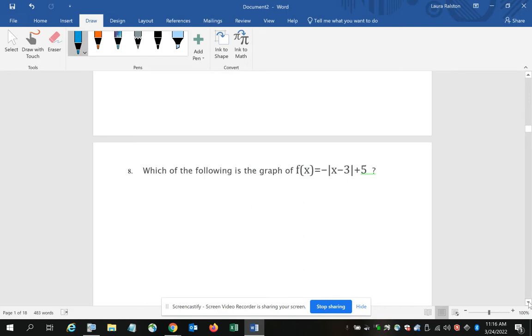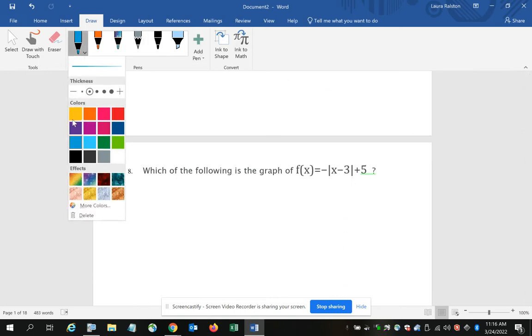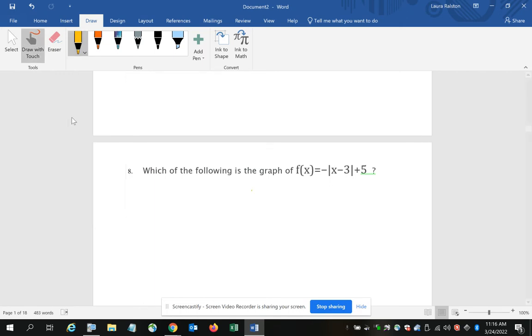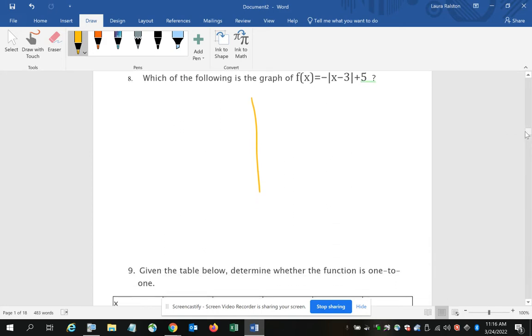All right, question 8 is actually a multiple choice question, and it wants you to match the graph for f of x equals the opposite of the absolute value of x minus 3 plus 5. Now there's a couple of ways you can do this problem. If you want to think about it from the graphical perspective, which is probably the way you should since you're matching a graph, one is you can sketch the graph yourself using what you know about transformations and then match it.